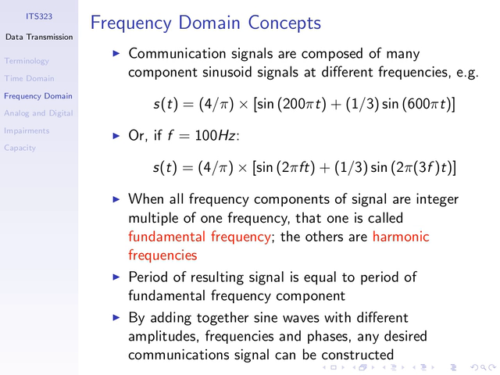This one, therefore, has a frequency of 300 hertz. 2 pi t. A 2 pi ft, therefore f, this is f of b, sorry. Signal b, the frequency of signal b is 300 hertz. And the amplitude here is 4 divided by pi. Here it's 4 divided by pi times 1/3.